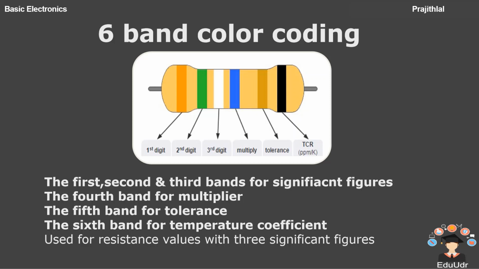The 6-band color coding is exactly the same as the 5-band color coding. The only difference is that there is an extra ring that represents the temperature coefficient. So here also the first, second and the third bands are reserved for significant figures. The fourth band is for multiplier, the fifth band is for tolerance, and the sixth band is for temperature coefficient of the resistor. So this temperature coefficient is represented in parts per million per Kelvin. That means how many parts per million the resistance of this resistor will change if a 1 Kelvin change in temperature occurs.